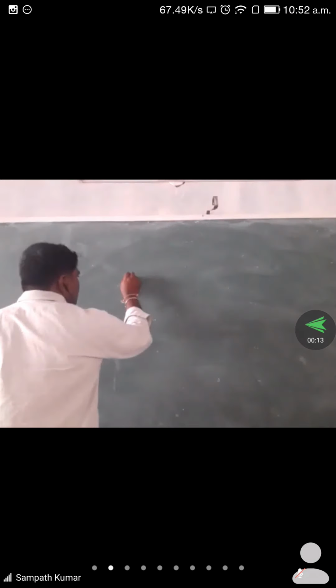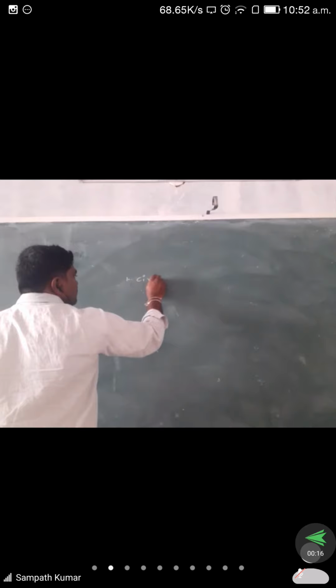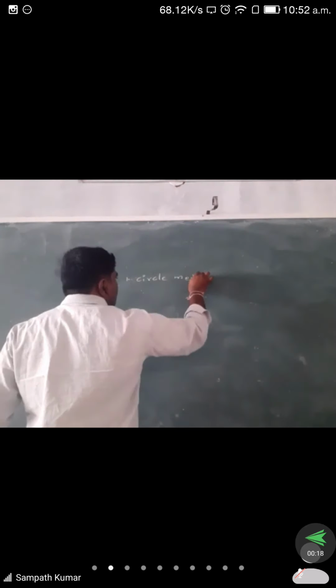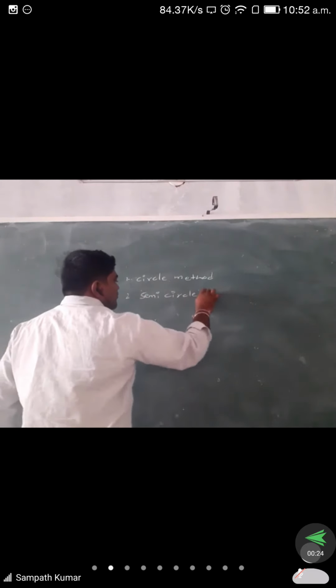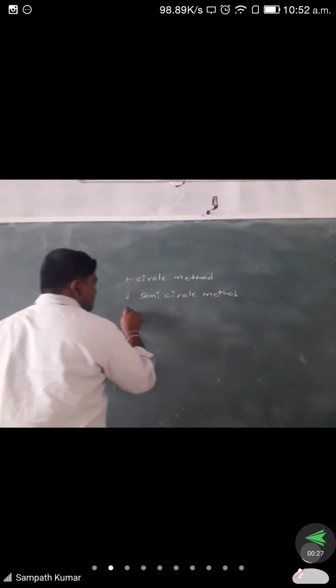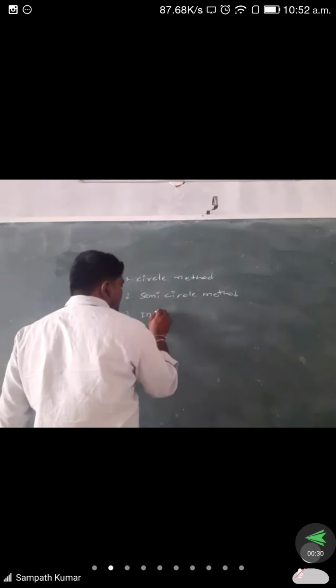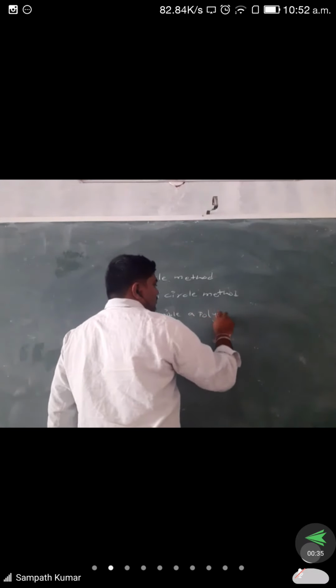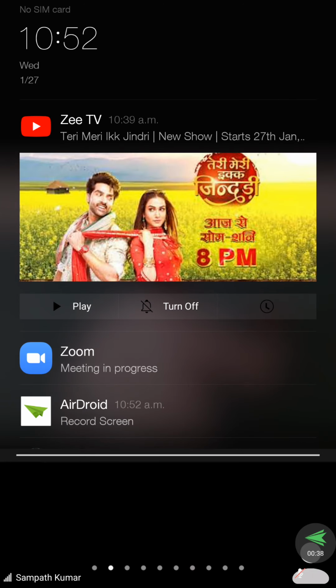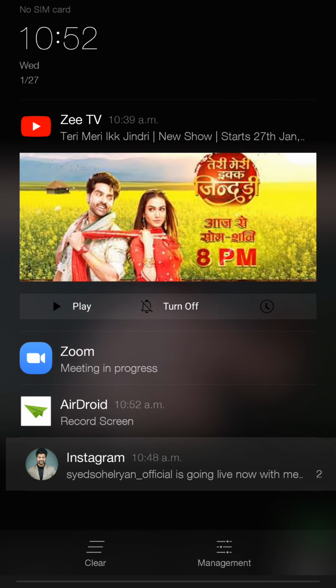Sides are equal. A polygon having equal sides is called a regular polygon. Okay, the following methods: first one, circle method. Second one, semicircle method. And third one, inscribe a polygon in a given circle.